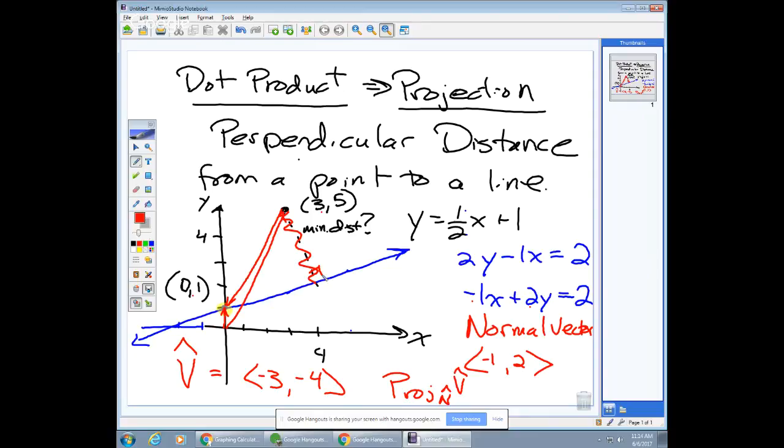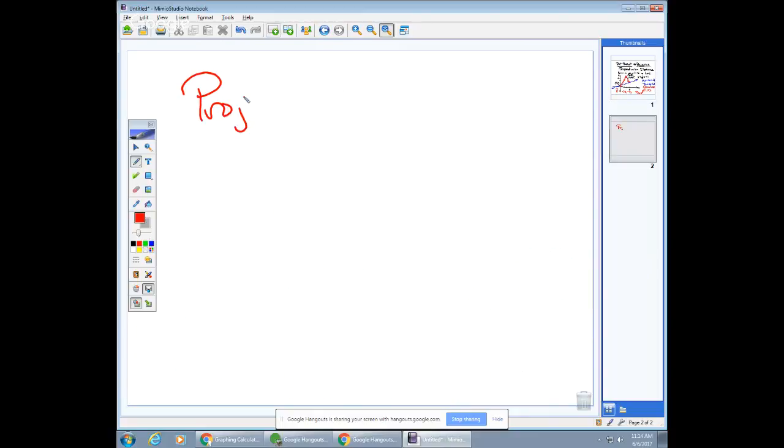Okay? So what we want to do to get that projection, the projection of v onto n, is find the dot product of v and n. And then we're going to divide that by the magnitude of n squared. And then we multiply by that direction vector. Now we had a couple of different versions of this the other day. So this gives us the projection vector.